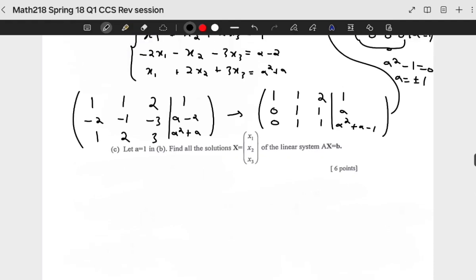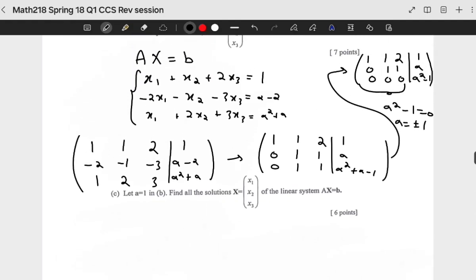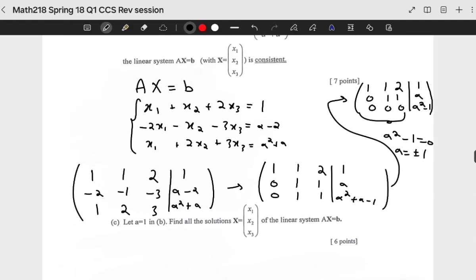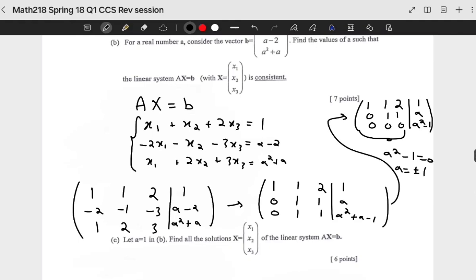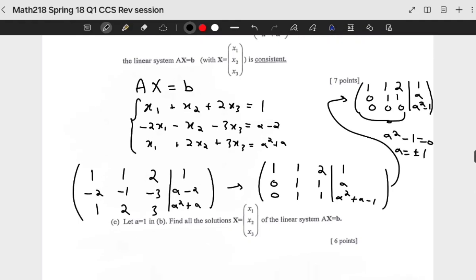Let A equal to 1 in part B. Find all solutions of the linear system Ax equal to B. So for A equal to 1, we want to find all solutions.